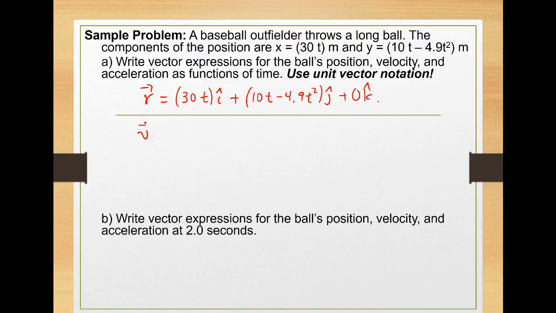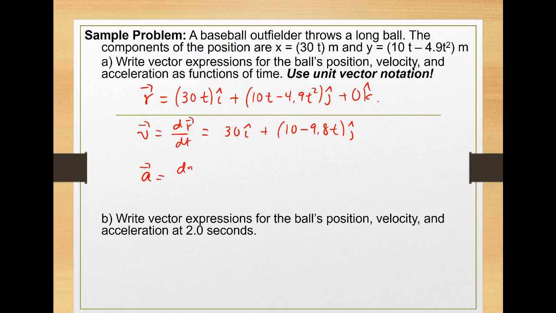This means that velocity is going to be dr/dt, which is going to be 30 i hat plus 10 minus 9.8t j hat. So I'm doing the derivatives kind of quickly here, and I'm assuming in this video that you're comfortable enough with derivatives and power rule that you don't really need me to explain it. If you need more practice with derivatives, you should look back at the 1D motion videos that go over that in more detail.